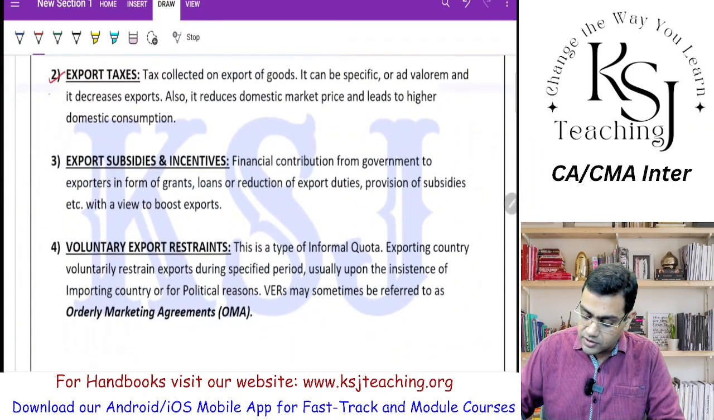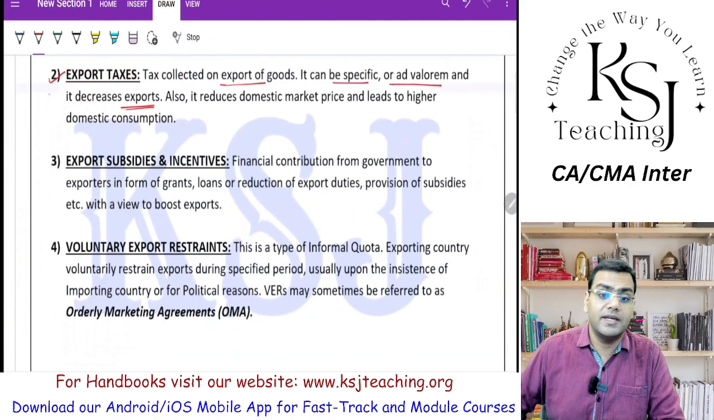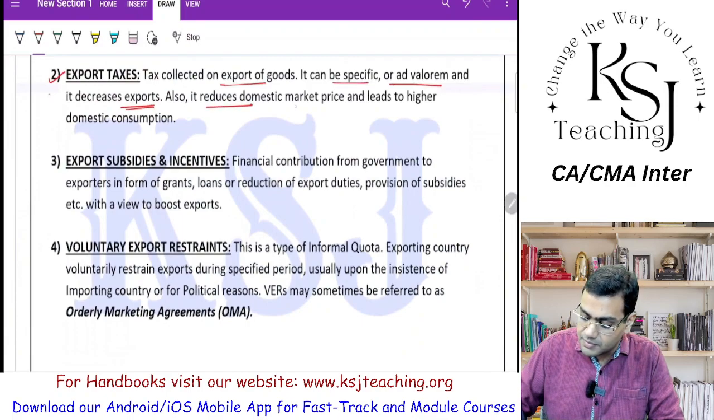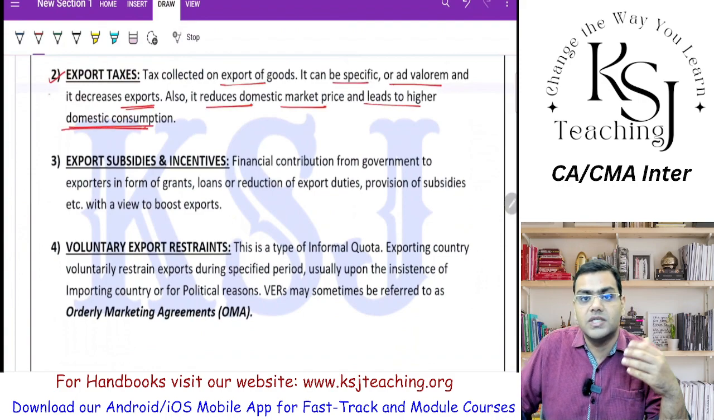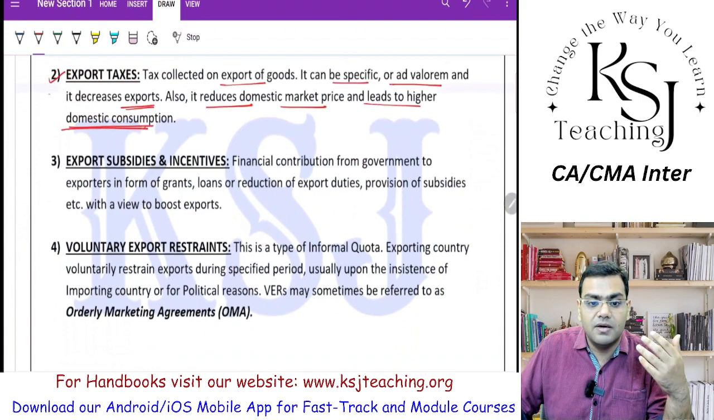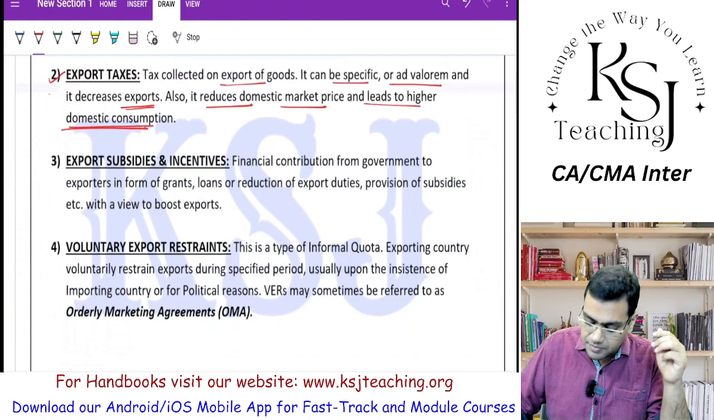Export taxes. The tax collected on the export of goods can be specific or ad valorem, and it decreases the export. Obviously, if you increase the taxes, the exports will be reduced. Also, it reduces the domestic market price and leads to higher domestic consumption. Obviously, more goods will be available domestically. When more goods are available, the price will be down, competition will be high, the price will be less, and the consumption will be higher.